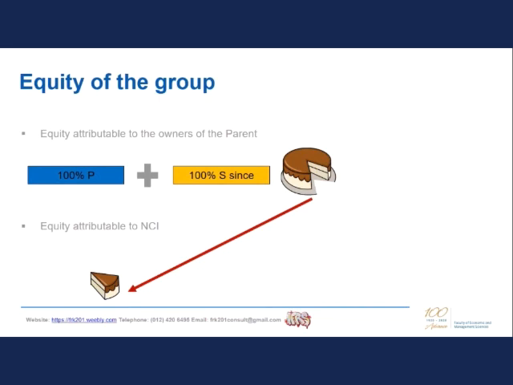By measuring NCI in this manner, moving some of the since acquisition equity of S to NCI, the remaining since acquisition equity of S, the remainder of the cake, is then included in the equity attributable to the owners of the parent line item. Thus, by making sure NCI is measured correctly, the equity attributable to the parent is automatically also measured correctly.